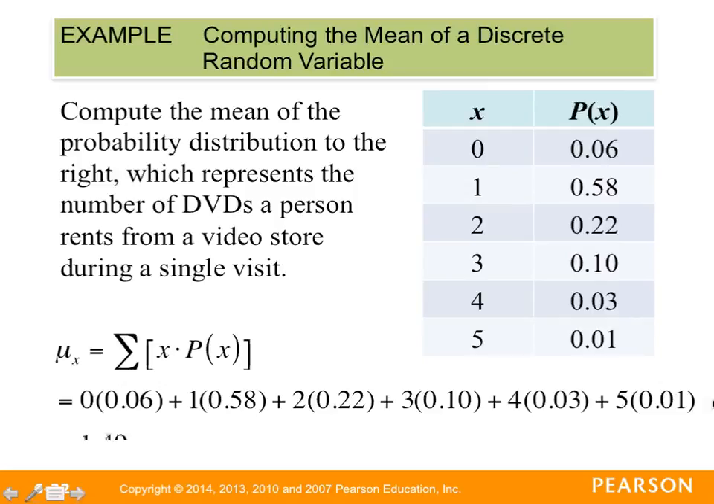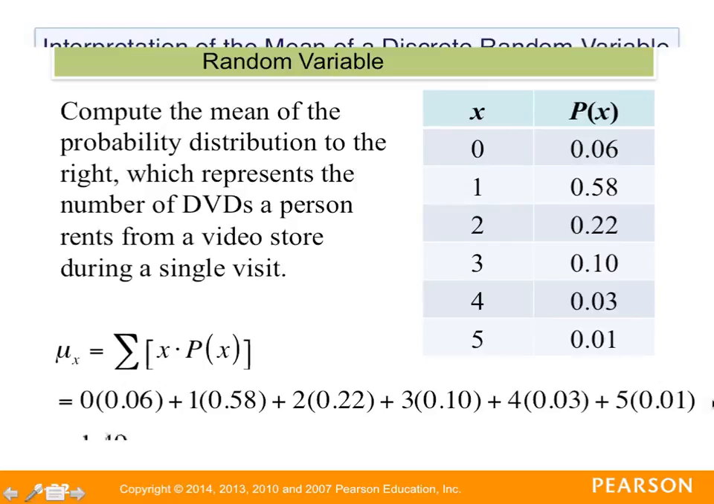Okay, and you always want to make sure once you've calculated a mean that your answer makes some kind of sense. So if you think about it, what we're talking about is the number of DVDs that a person rents from a video store. It seems pretty reasonable that it's between 1 and 2 movies, okay? If we had gotten a mean of maybe like 10 or something like that, you should think to yourself, maybe that doesn't make a whole lot of sense that the average number of DVDs rented is 10, okay? So that's kind of what this is getting at.